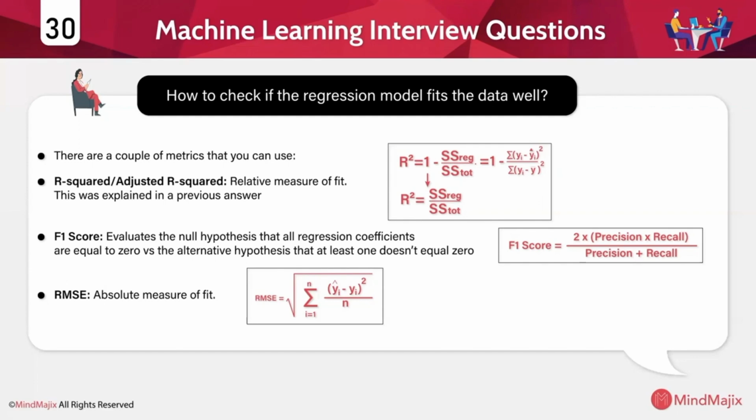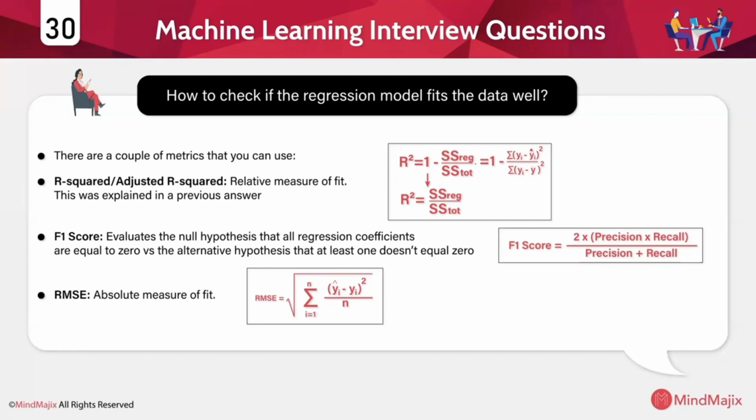Here I already provided the explanation of R square or adjusted R square. That is the relative measure of fit, and this was explained in a previous answer as well. You can also see over here that you can get the idea from the equation, like how they evaluate the difference between the line value and the point value. Line value and point value are terminology coming from the linear regression diagram. F1 score is also popular for classification problems, and the last one is the absolute measure of fit.